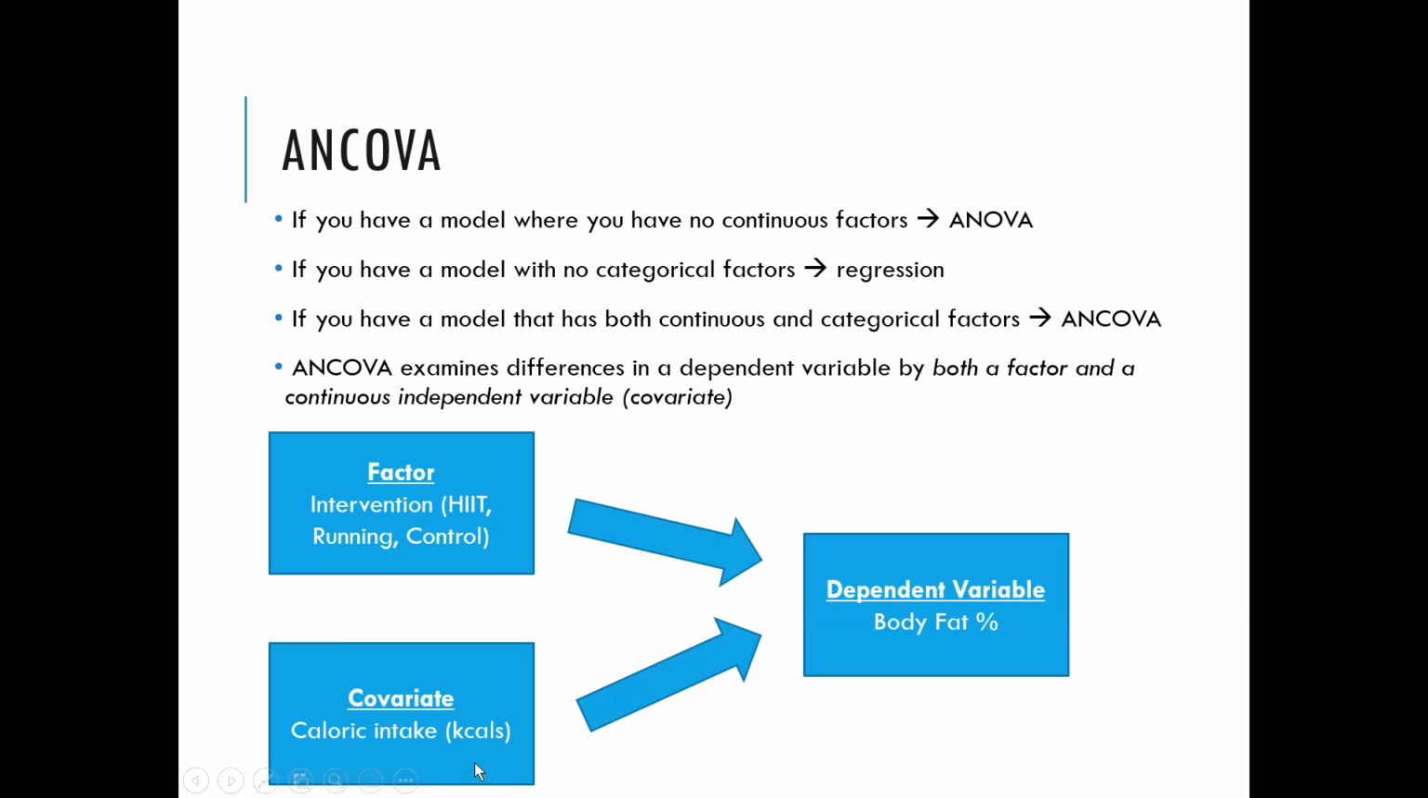So here is just diagrammatically, we have our factor, and in this example, we have an intervention. So we have high intensity interval training, running, and a control group. And then we have our covariate, which is caloric intake. And we're looking at our outcome variable or dependent variable, and that's body fat percentage.